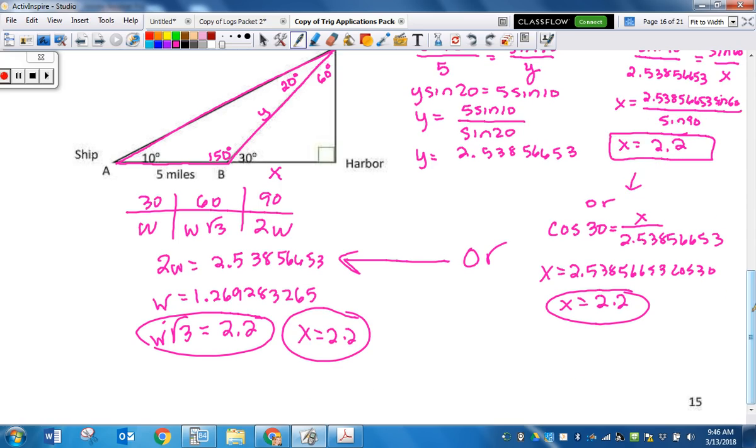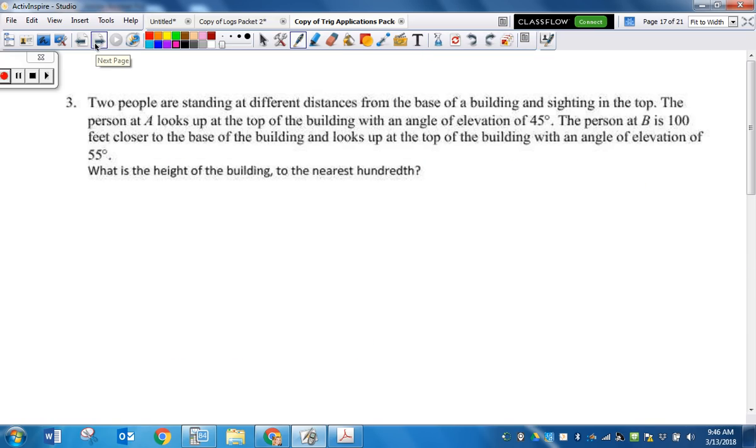All right, we got one more, and then you're working on your own. Okay, this one doesn't give you a picture, so you need to draw your own. You've got 2 people who are standing at different distances from the base of a building and sighting the top. So here's my building. Here's the ground, which we know is always perpendicular, right? So person A looks up at the top of the building with an angle of 45 degrees. Person B is 100 feet closer to the base of the building.